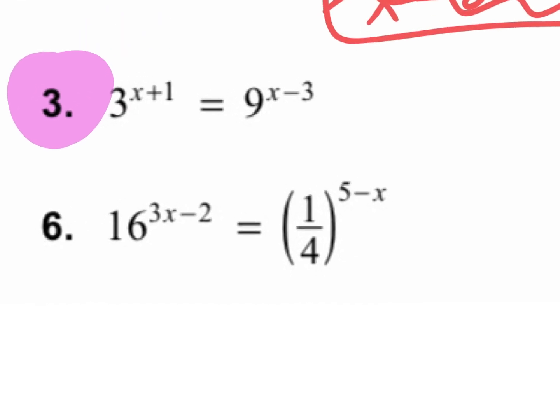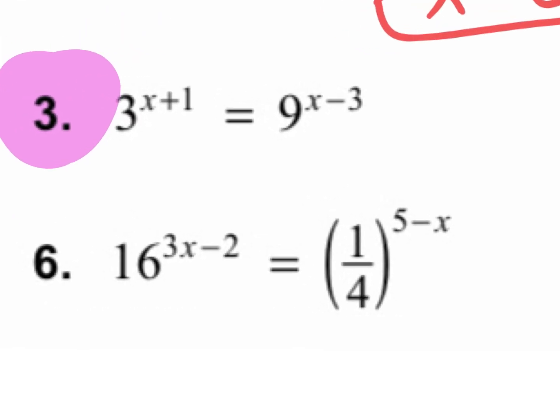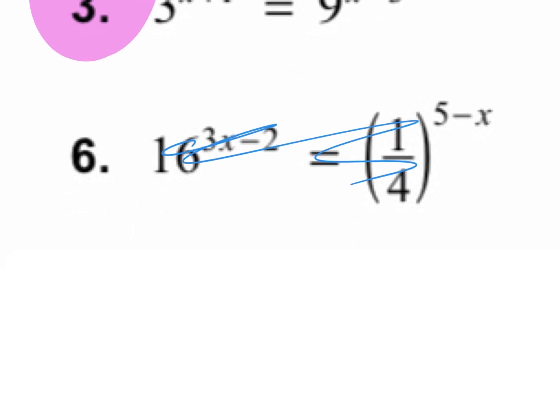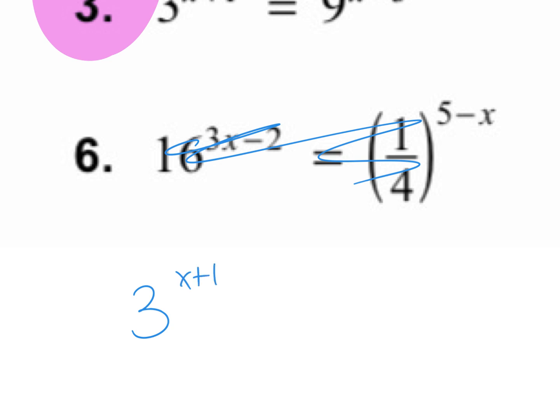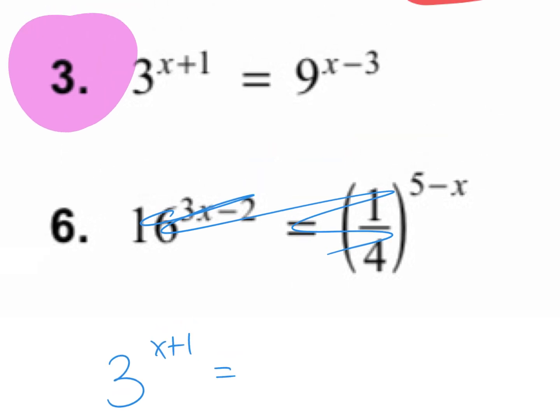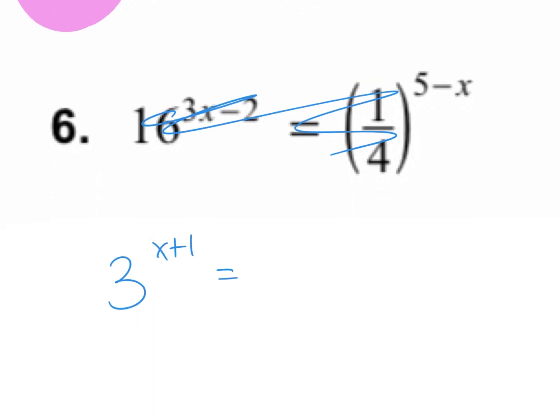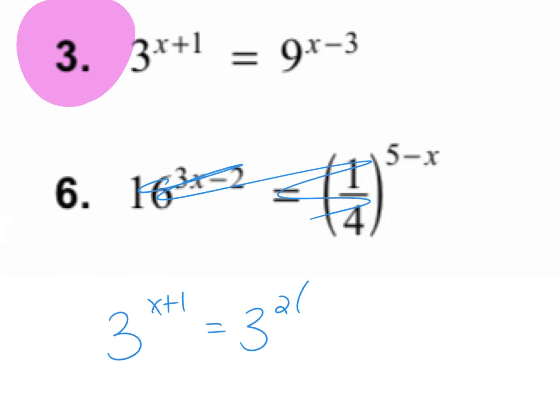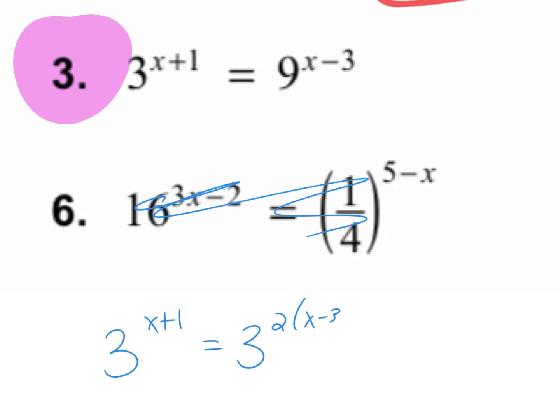All right, there was a question on the quiz that a lot of you got confused on. It was something just like this. A lot of you tried to change the 3 to a 9. What should we do here? What would be a common base between 3 and 9? Correct. You need to change this: 3 to the x plus 1 equals, what's another way I can write 9? 3 squared. So 3 squared, and then that exponent is still there, x minus 3.